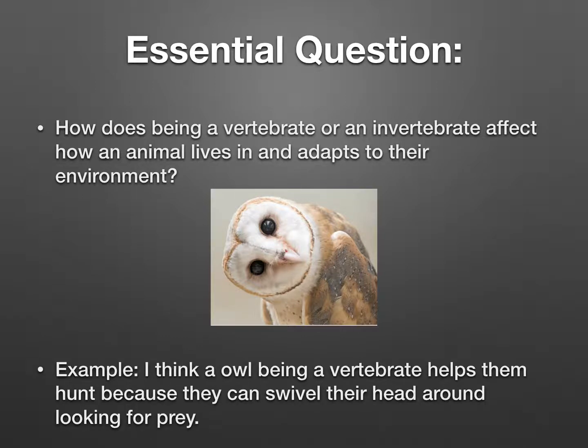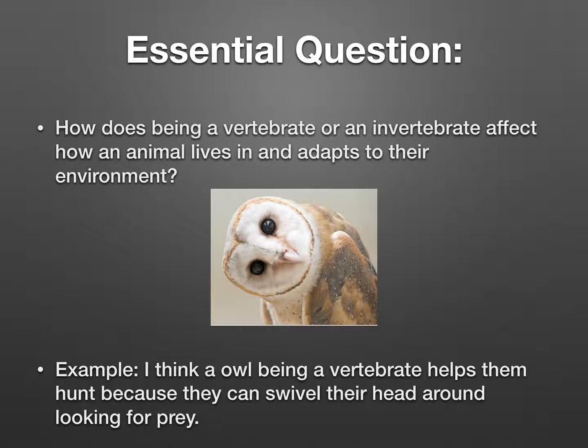Now that everyone has a better understanding of what a vertebrate is and what an invertebrate is, I have a question for y'all to think about. I want you to write this on your exit ticket and hand that to me on the way out, so I can understand what everybody is understanding, what people aren't understanding, and different ways that I can go into more detail about things for next class and as we advance more into this module. So the essential question is, how does being a vertebrate or an invertebrate affect how an animal lives in and adapts to their environment? Write that on your exit ticket.